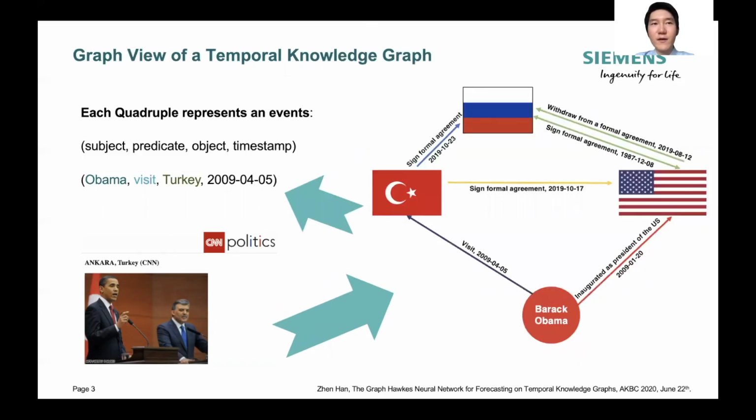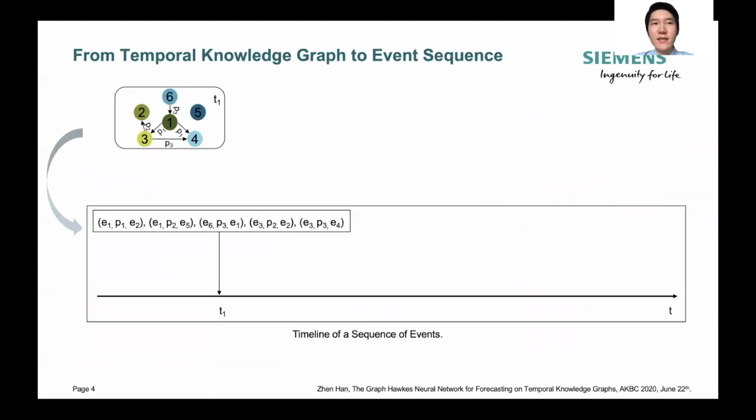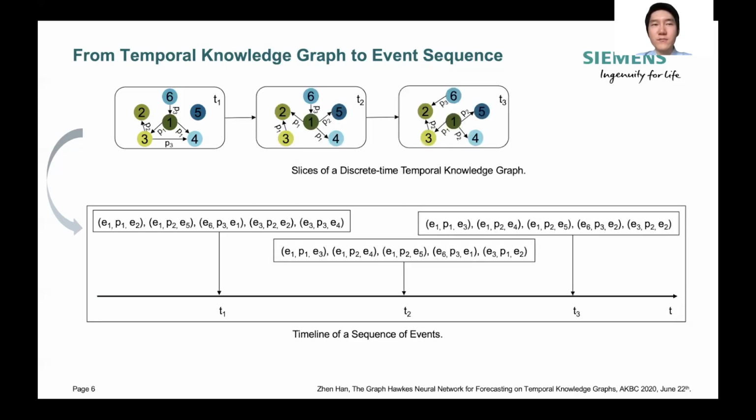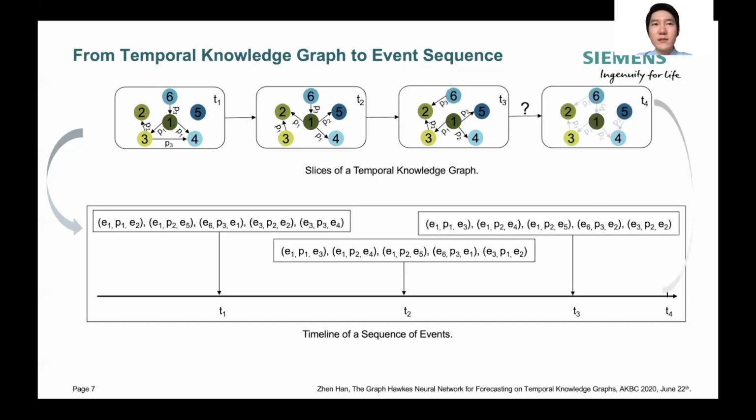Here is a graph view of a temporal knowledge graph, where nodes correspond to entities and an edge corresponds to a predicate with a timestamp indicating when this event happened. Since each labeled edge represents an event, we can consider a temporal knowledge graph as a sequence of events, where edges with the same timestamp are considered as concurrent events. For example, there are 5 edges in the first graph slice. We have then 5 concurrent events at the timestamp t1, so on and so forth. Based on observed events, our task is to predict links in a future time instance.